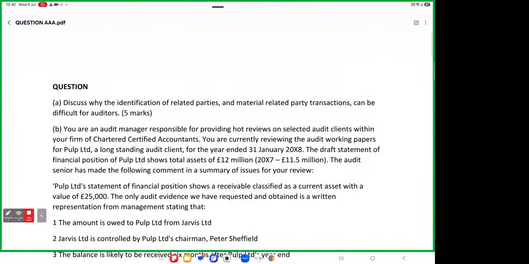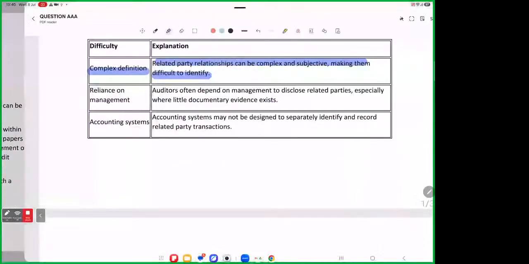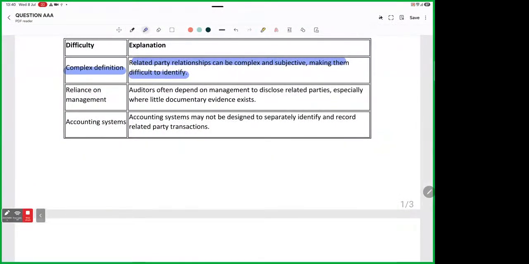So in this case here, there is that complexity, subjectivity in terms of identifying them. Now remember, who will be mandated with this noble task of telling you who the related parties are? It is management. So you see, reliance on management, when these are guys who have stolen, they'll not be able to tell you everything that has happened and related parties. Auditors often depend on management to disclose related parties, especially where little documentary evidence exists.